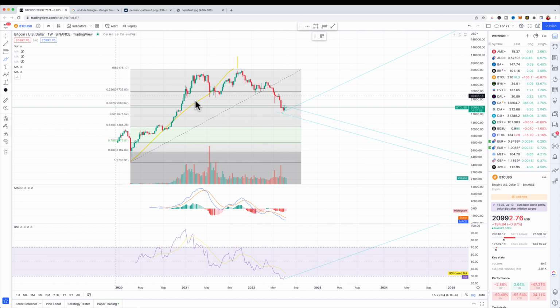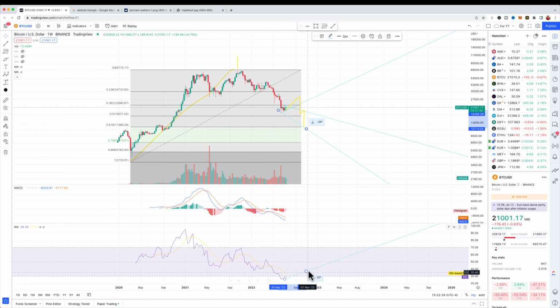So I would be anticipating that maybe if we had Bitcoin come down to one of these levels here, maybe the 61.8, this would create a lower low on the price action while we have a higher low on the RSI down here. So that would be an indication potentially of bullish divergence. That would be a signal that we might have put in a bottom, and that we would start looking for some movement to the upside.